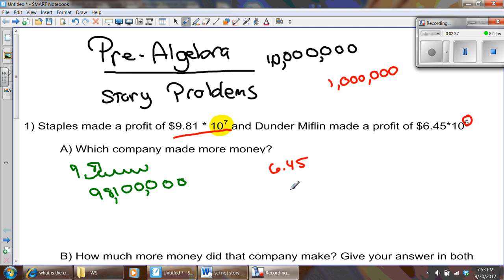Now, the Dunder Mifflin Company, we're going to take the 6.45, and we're going to multiply it by a million, which is going to move the decimal point 6 places to the right. 1, 2, 3, 4, 5, 6, which results in 4 zeros. So the number becomes 645, and then 4 zeros after that, and put a comma there and a comma there. Now, anybody can tell that this number is 98 million, and this number is only 6 million. The green one is way bigger. So obviously the correct answer for this is that Staples made more money.